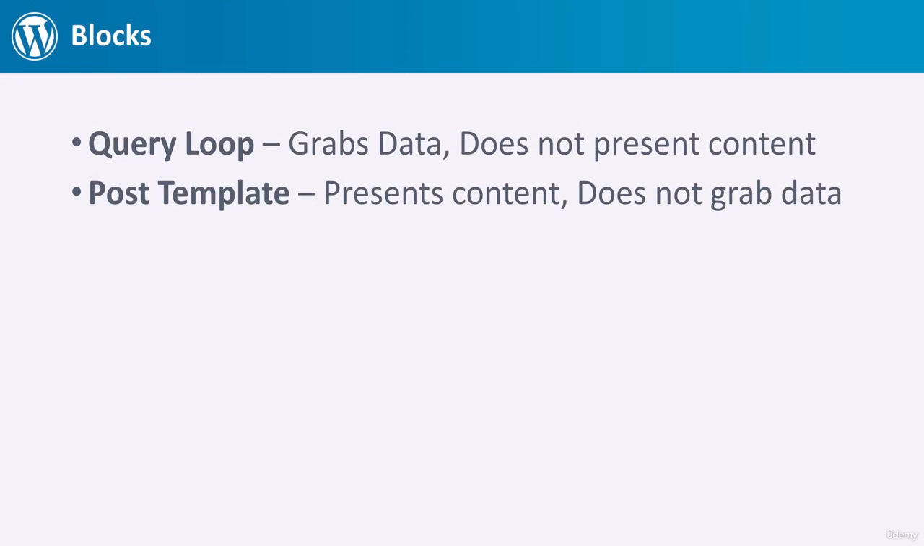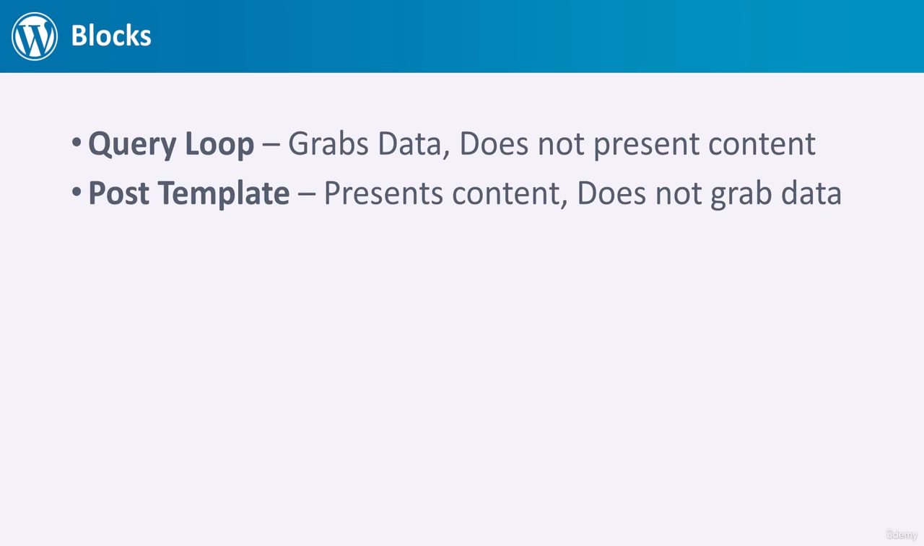There are two blocks worth mentioning. The query loop block is the most important block. Its job is to grab posts from the database. However, it doesn't do anything with the posts. If we were to add the query loop block without additional blocks, nothing would appear on the page. The responsibility of rendering content is left to the post template block.